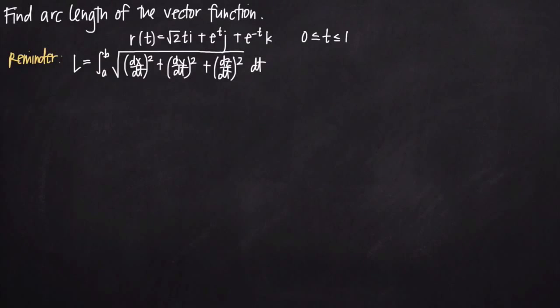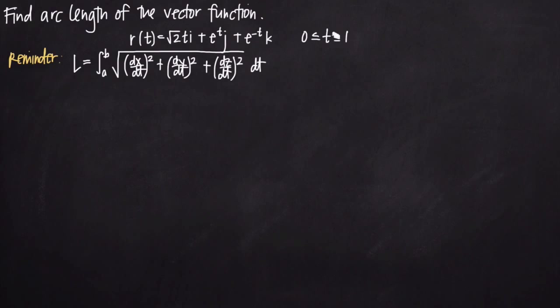Today we're going to be talking about how to find the arc length of a vector function, and in this particular problem we've been given the vector function r of t is equal to the square root of 2t times i plus e to the t times j plus e to the negative t times k, and we've been told that t is defined on the closed interval 0 to 1.